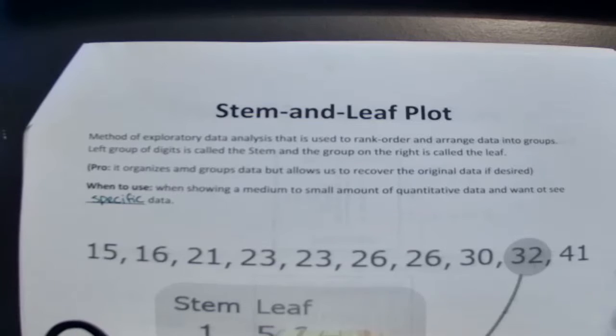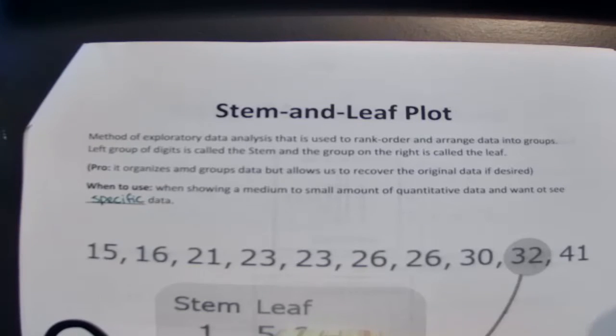So next we have our stem and leaf plots. This is the method of exploratory data analysis that is used to rank, order, and arrange data into groups. Left group of digits is called the stem. The groups on the right is called the leaf. The pro for it is it organizes group data but allows us to recover the original data if desired. So it organizes and puts them into groups.